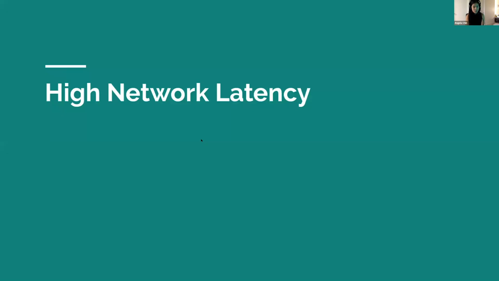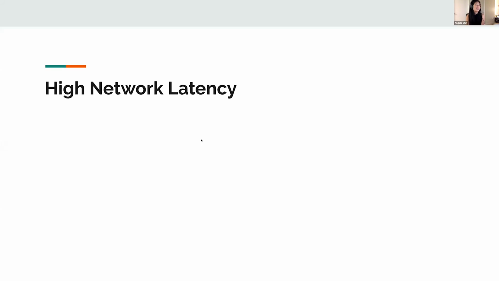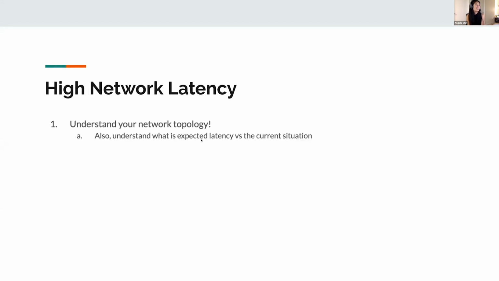The next scenario that we commonly see when debugging quote unquote networking problems is high network latency. So when somebody comes to you and says, I'm seeing an increase in network latency, the first thing I would say, after, of course, level setting on the problem statement, is to understand your network topology and understand what the expected latency is in this case versus what the current situation is.